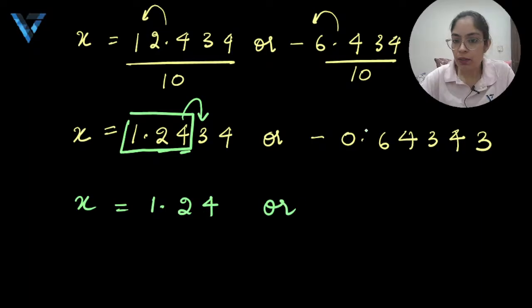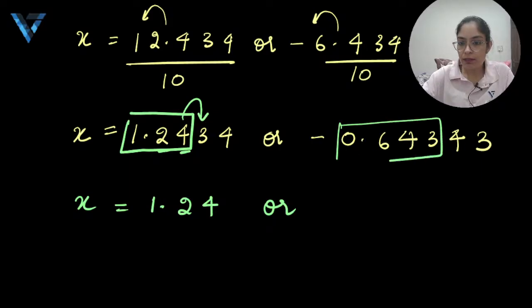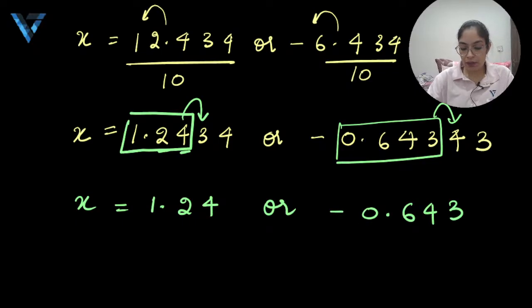Same thing on this side also you have to see. The 0 we don't have to count here. So up to 3 significant figures it is this, and the next one is 4. So this will be minus 0.643. When we are counting significant figures, starting zeros we don't count. Any starting zero we don't count.